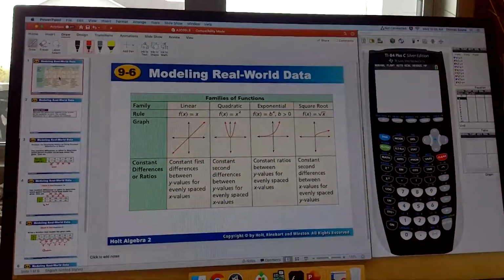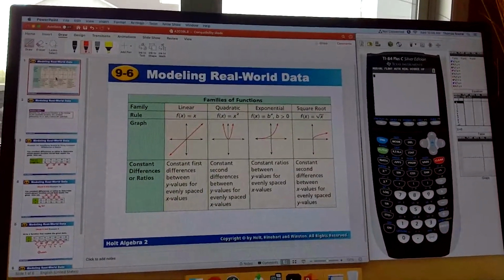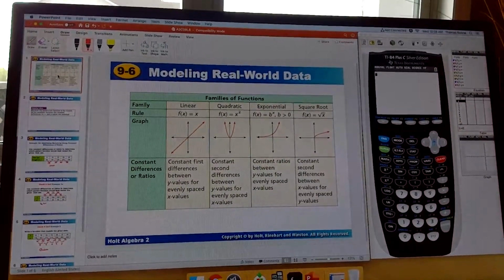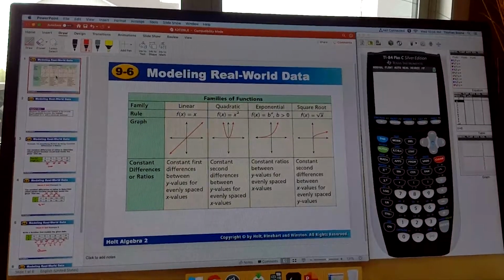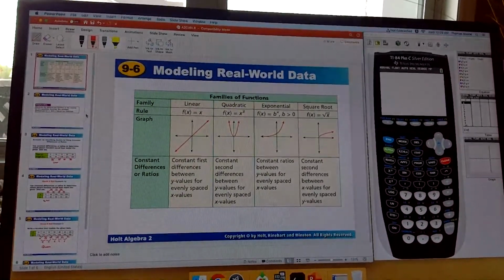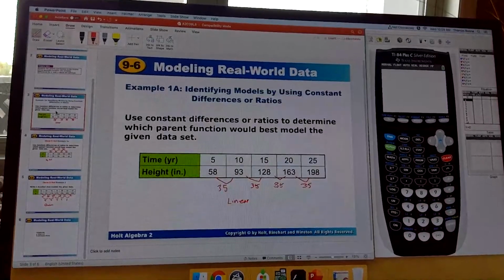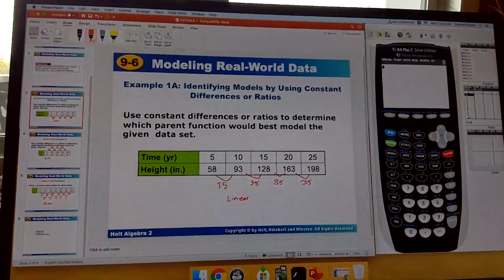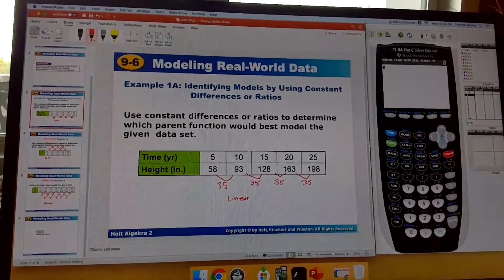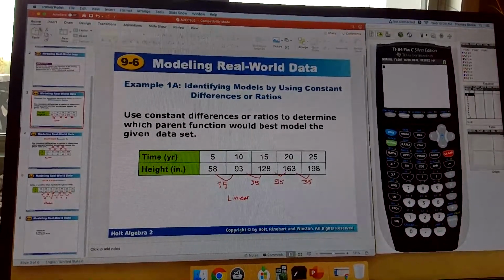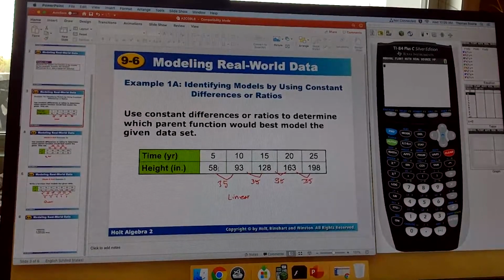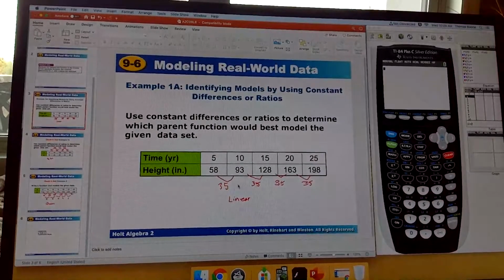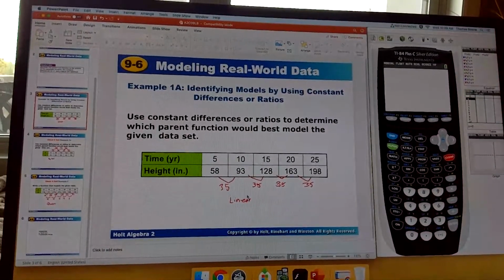The last thing, of course, one thing that we've done continually throughout the year is trying to model real-world data. And remember, some of the functions that we've had before are linear, quadratics, exponential, and square roots. And remember, from a data table, we can tell which one it is if we use finite differences. Now again, if the x's are going up all the same way as they do here, we can check the first differences. And you notice here that we're all going up by 35.